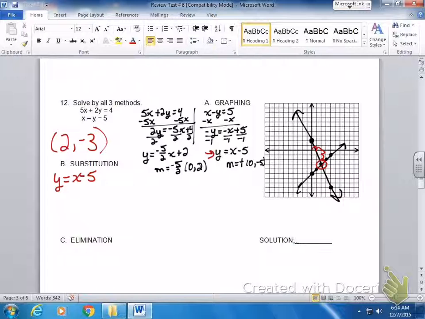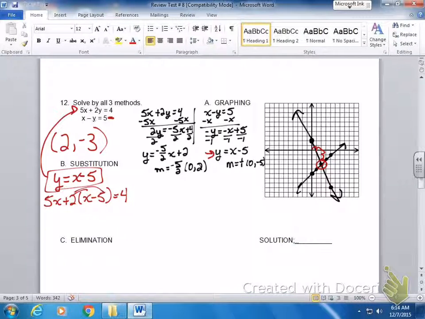Now I'm going to plug that into the other equation. y = x - 5 is this one solved for y, so I'm going to plug this into 5x + 2y. So I have 5x + 2 times my new y value, (x - 5), = 4. Now, when you plug in your variable, the variable is gone. It's replaced by the expression. There is no y left. It's x - 5 because y = x - 5.